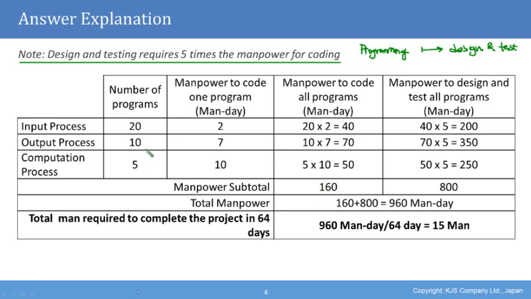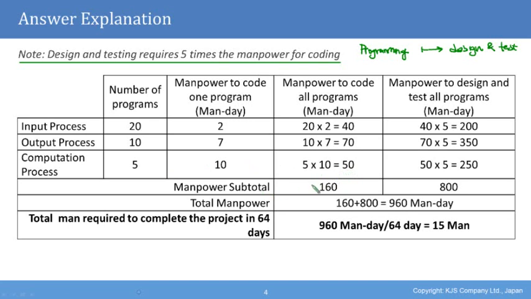For the output process, there are 10 programs that are required to be programmed, and it takes 7 man days to code one program of the output process, and so we need to do 10 of them, so we simply do 7 times 10, which is 70. It requires 70 man days to do the output process. This is simply just for the coding, remember. And we do the same thing for the computation process. We need to do 5, and it takes 10 man days to do 1, so we just do 5 times 10, which is 50.